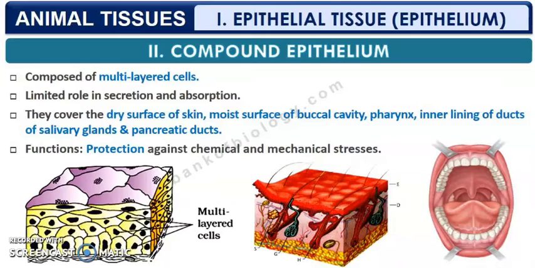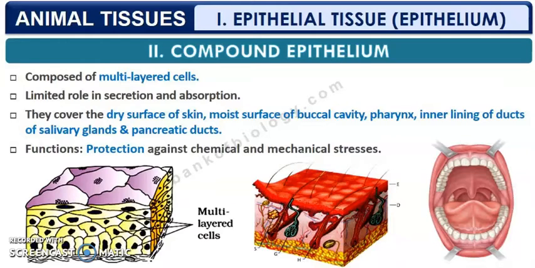And where can we find this compound epithelium? They cover the dry surface of the skin, the moist surface of the buccal cavity, the pharynx, the inner lining of ducts of salivary glands, and the pancreatic ducts. So these are the places where we find the compound epithelium. They are made up of multi-layered cells, have a limited role in secretion and absorption, and their function is to protect against chemical and mechanical stresses, right?